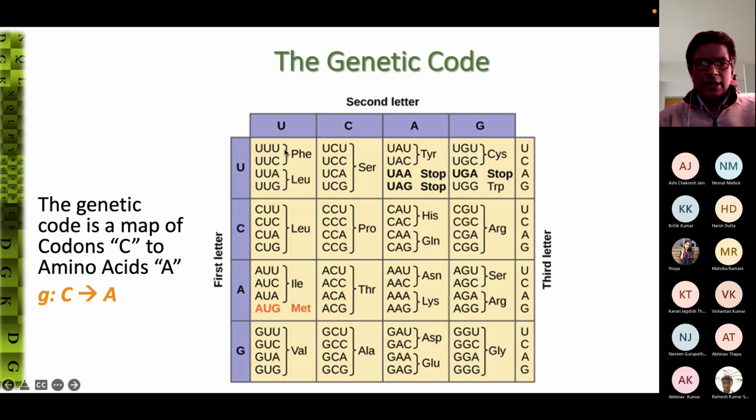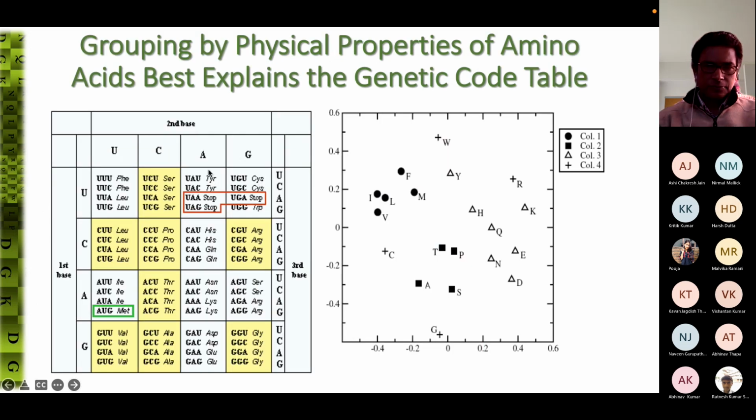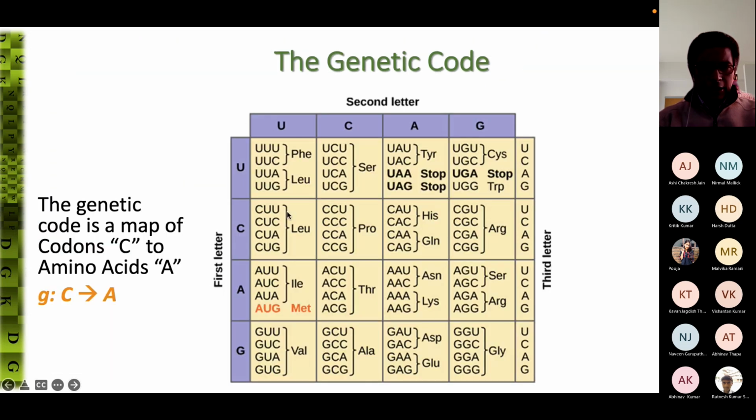UUU gives you phenylalanine. UUC also gives you phenylalanine. So there's a redundancy of 2 in here. Look at leucine here. So leucine has CUU. So this is starting as C, then U, U, and then C. So CUC, CUA, CUG.